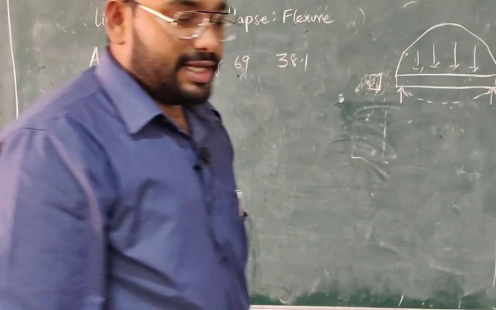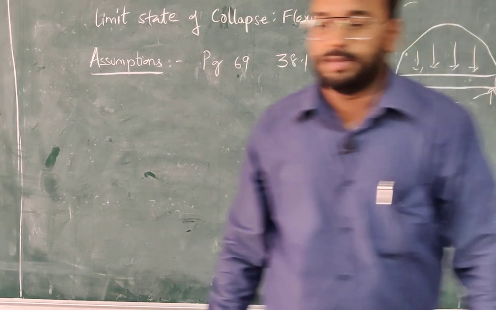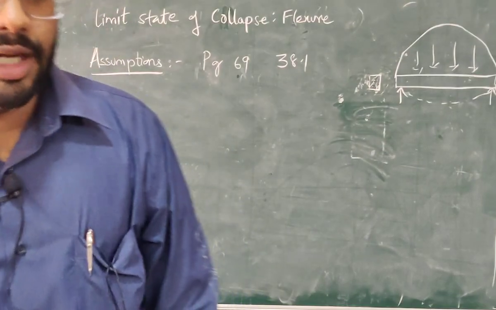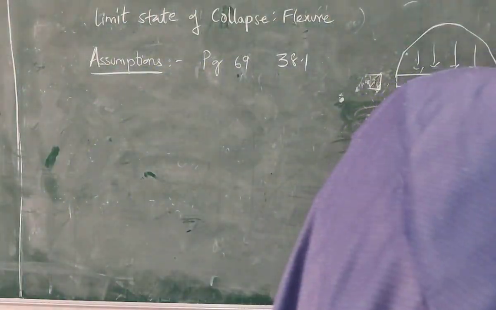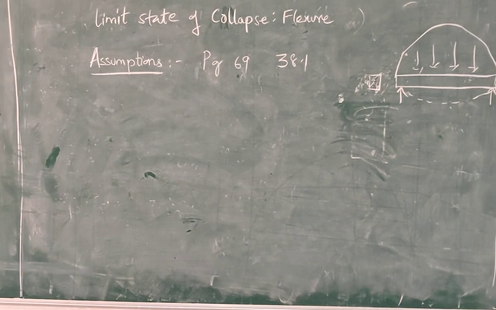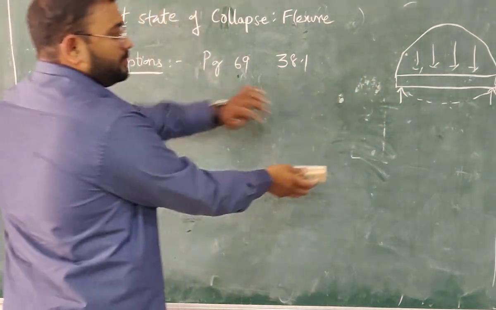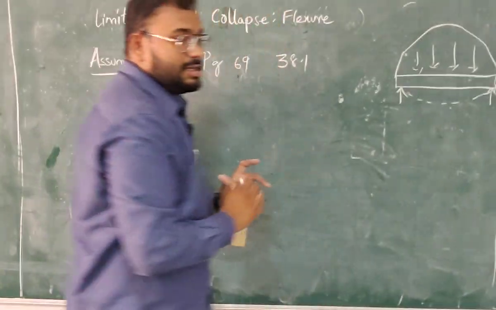Clear? So the second assumption is, the maximum strain in concrete in the outermost compression fiber is given as 0.0035. Now let us first define what you mean by compression and tension, where the compression and tension will occur in the beam. Okay, see here.